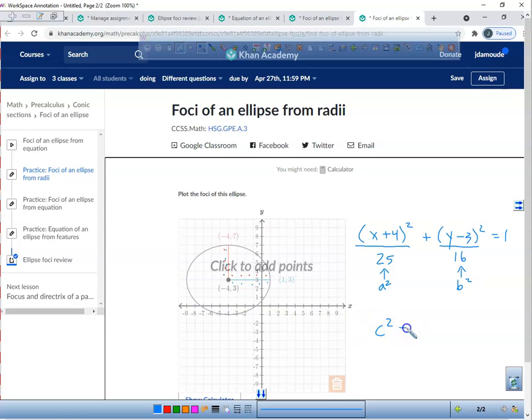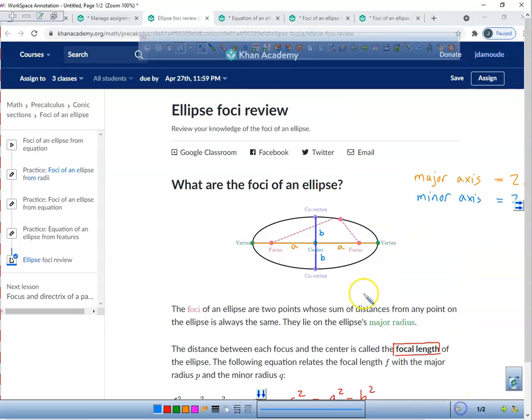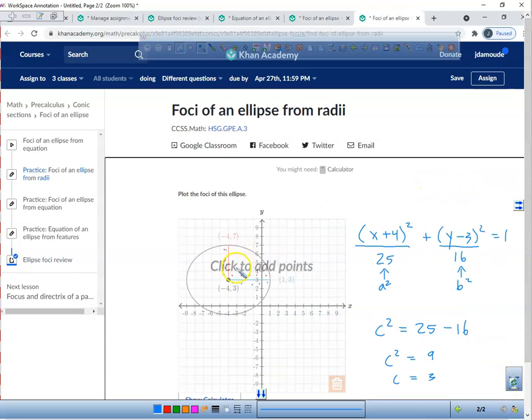C squared is A squared minus B squared. What does that become? 9. So we got C equals 3. So check this out. Right here, where would the foci go? They wouldn't go vertically, they would go horizontally. Why are they going horizontally? Because they're always going to be with what axis? The major axis. So I'm literally from the center going to go over 1, 2, 3.